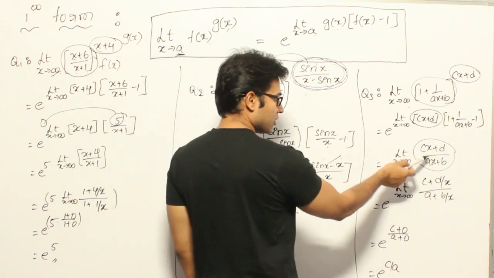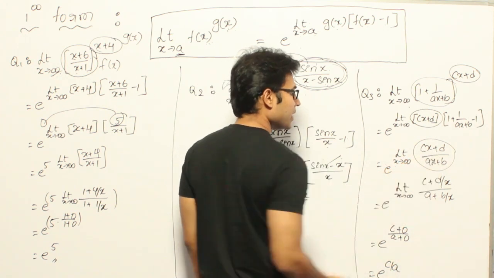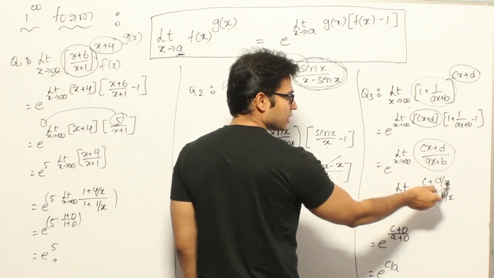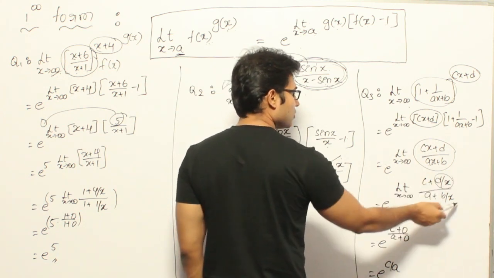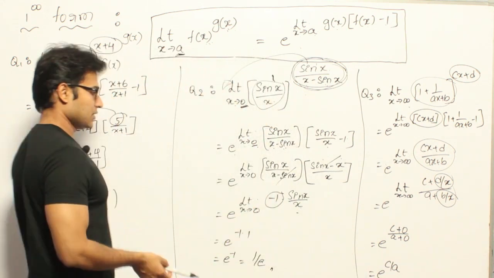So if I divide numerator and denominator by x, I am going to get c plus d by x, a plus b by x, right? Now in place of x, if you substitute infinity, I am going to get this entire factor as 0, this entire factor as 0, right? So you are going to get e power c by a.